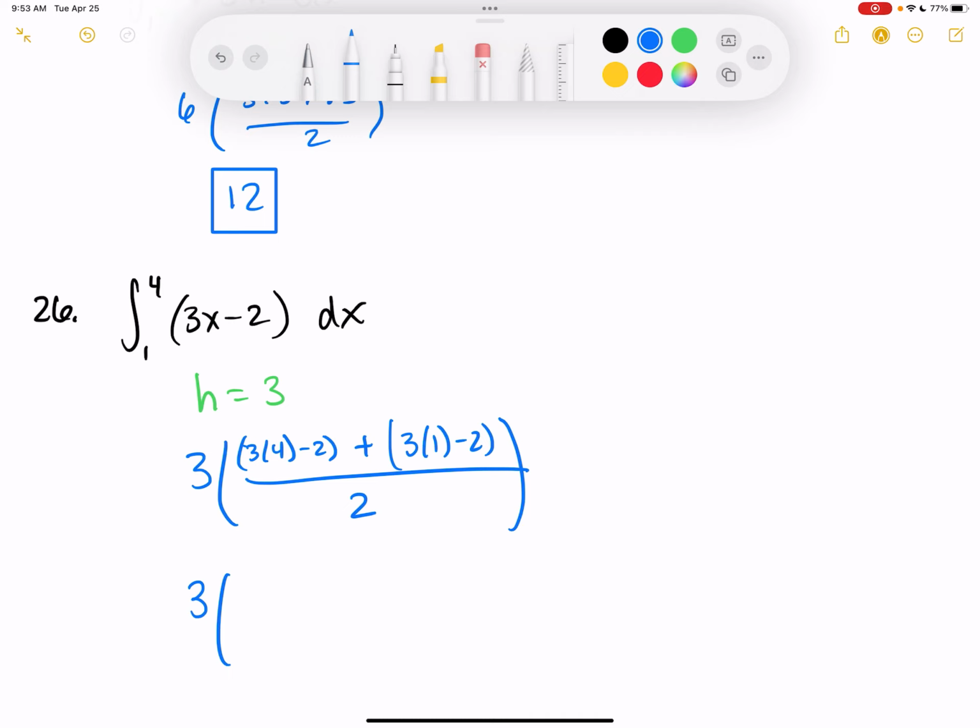So 12 minus 2 is 10 plus, what is that, 3? 1? Nope, not 3. 1. It's 1. Yeah, thanks. 10 plus 1 is 11 over 2 times 3. So 5.5. So 3 times 5.5 is, yes, 16.